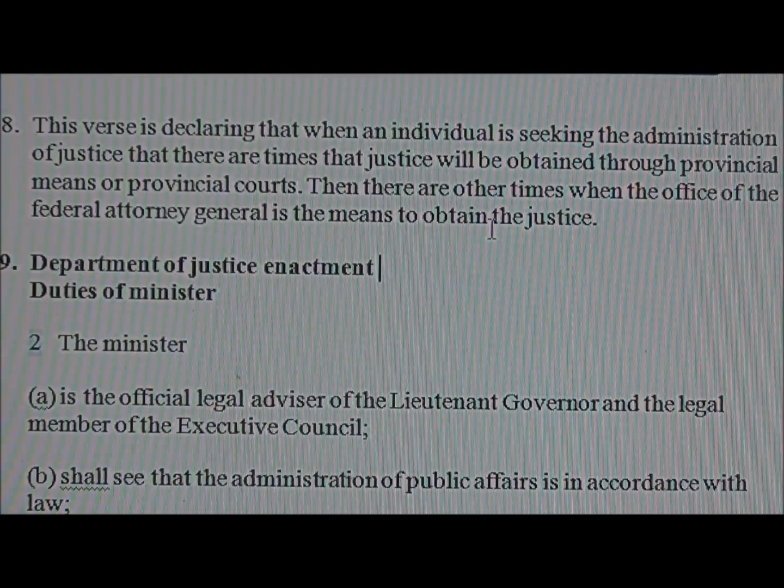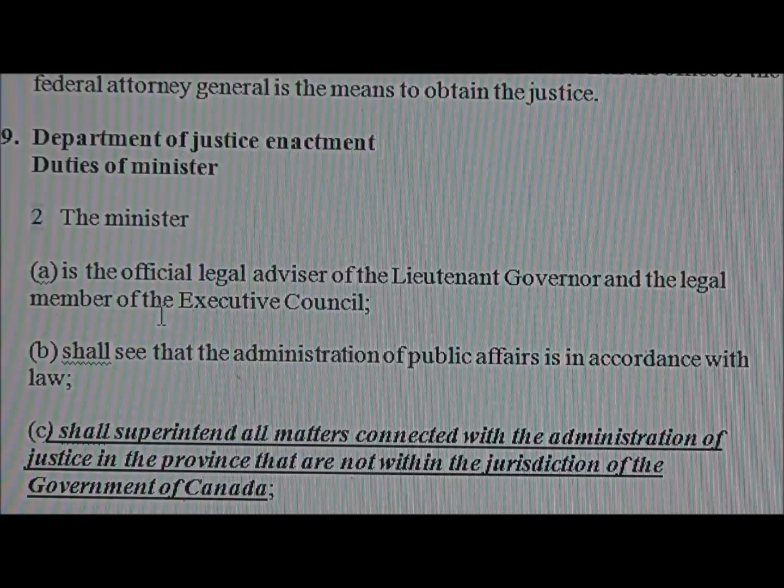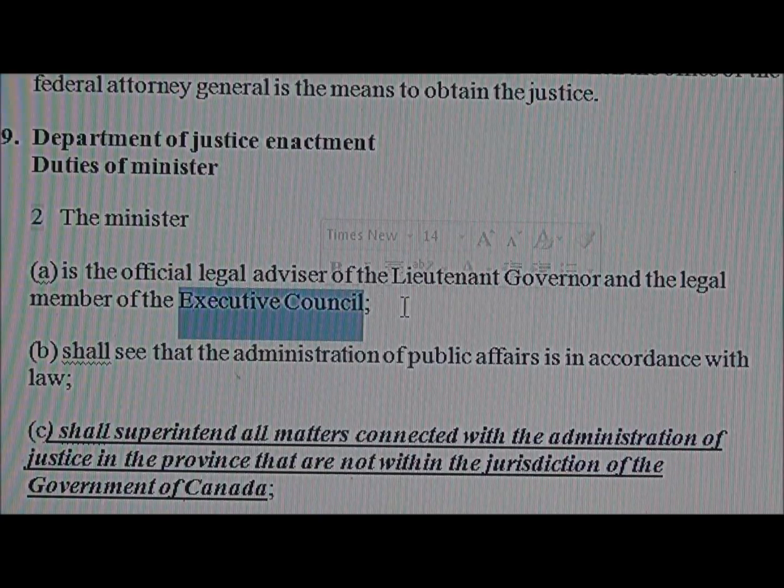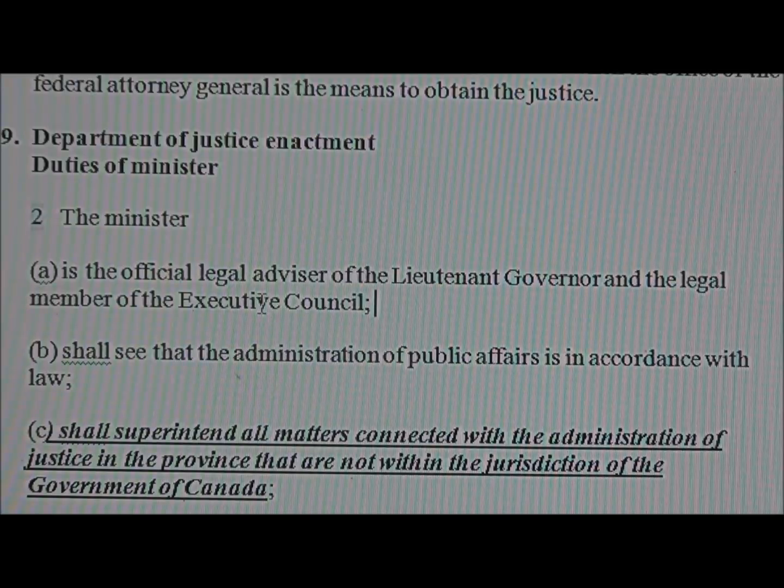Now, each subsequent province has a Department of Justice enactment, and we look into the duties of the minister. The minister is the official legal advisor of the lieutenant governor and the legal member of the executive council. Now, the attorney general here, it's mentioned that he's the legal advisor of the lieutenant governor, and the lieutenant governor is a representative of the Queen. Now, also, the attorney general is a legal member of the executive council. You see that? The executive council is part of the ones that are in control of Canada, that are governing Canada, but yet he's also in charge of the administration of justice. Talk about being put in a weird situation.